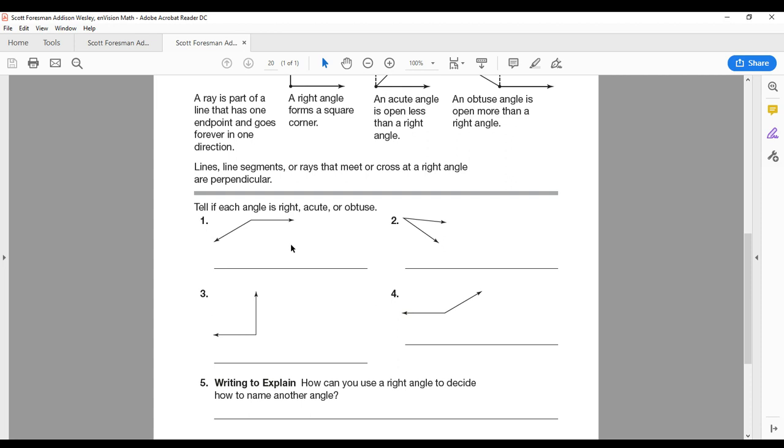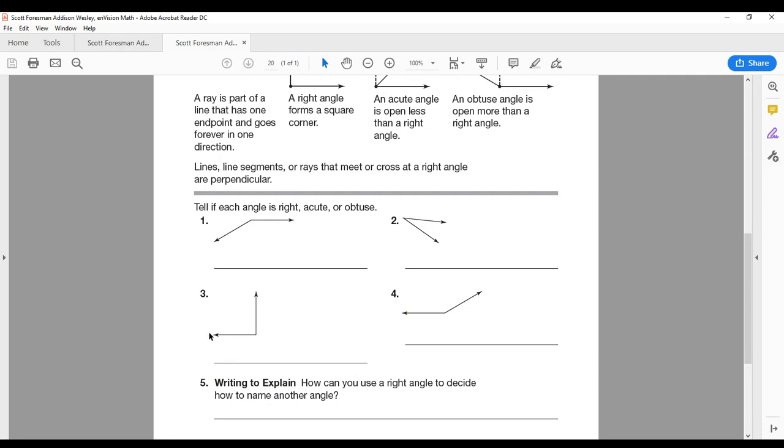So in your reteaching, it says, tell if each angle is right, acute, or obtuse. This is an obtuse angle, and we know that because it is larger than a right angle. A right angle, that ray would be right here, okay? This is an acute angle because it is smaller than a right angle. If this was a right angle, there would be a ray here and one about there.